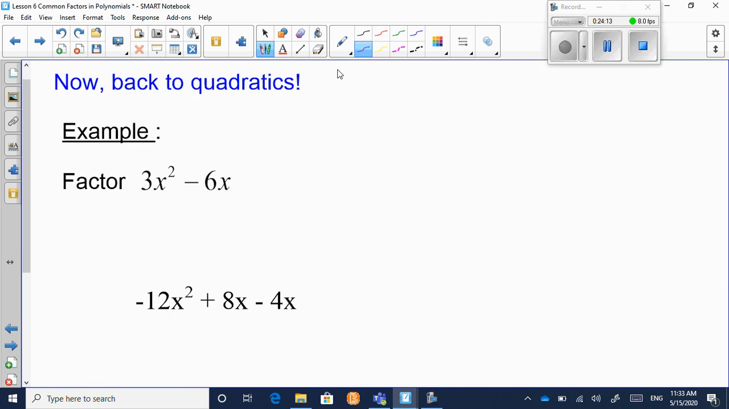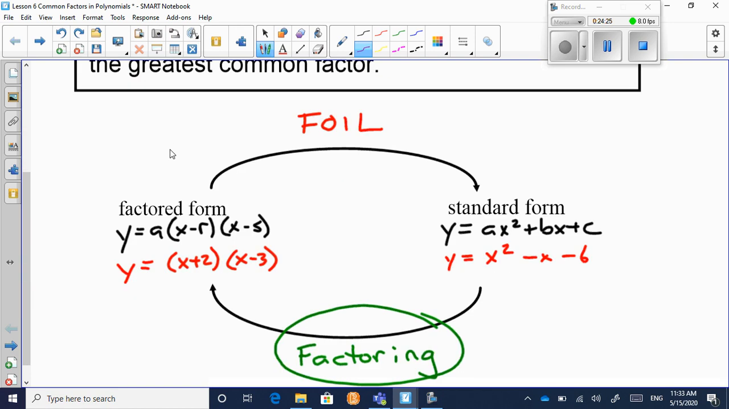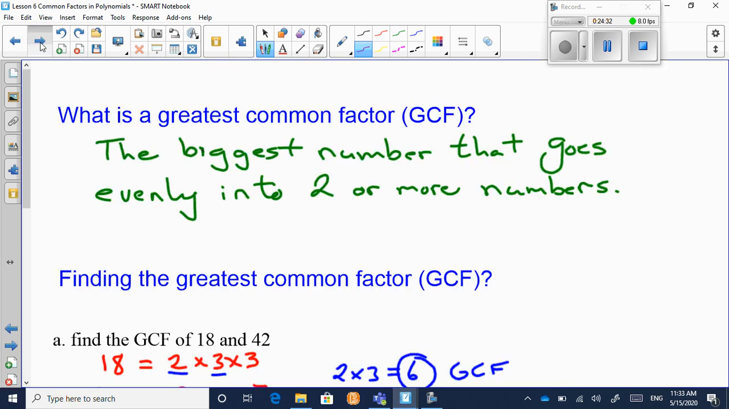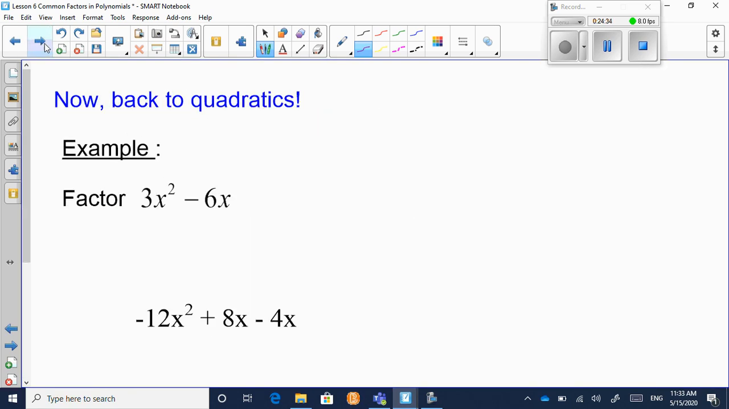I got 3 little examples here because the first step in factoring, let me go right back to the first slide, is we're trying to go from standard form to factored form. And the first thing that you're going to want to do is make sure you've pulled out the greatest common factor. So look at this. What is the greatest common factor of 3x squared and negative 6x?